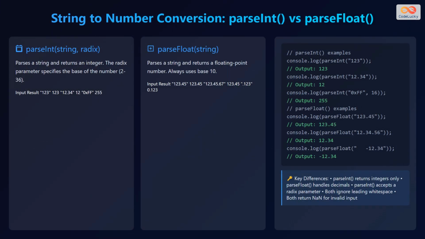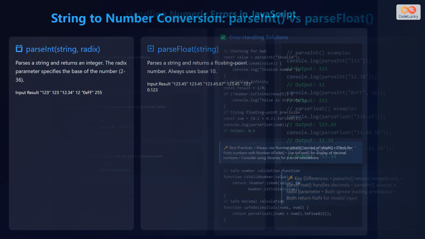The parseInt method parses a string and returns an integer, while parseFloat parses a string and returns a floating point number. parseInt accepts a second argument, radix, which specifies the base of the number, ranging from 2 to 36. parseFloat always uses base 10. parseInt will return an integer, while parseFloat can handle decimal numbers. Both of these methods will ignore leading white spaces. A key point is that both will return not a number, or NaN, for an invalid input.